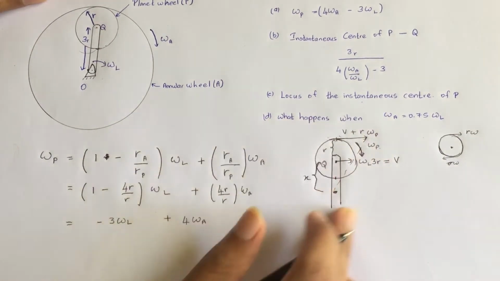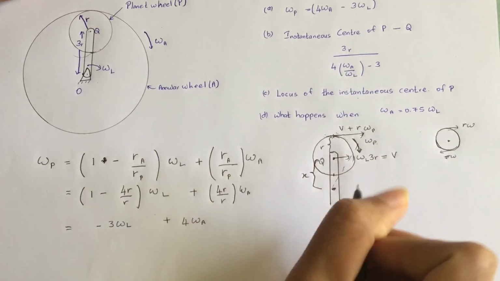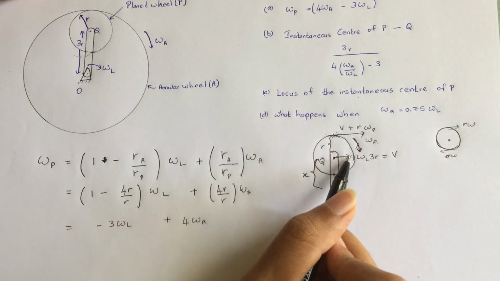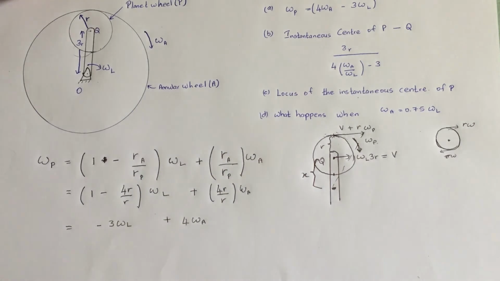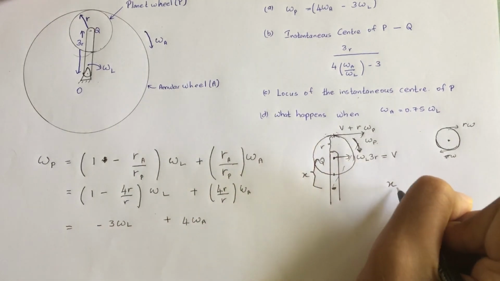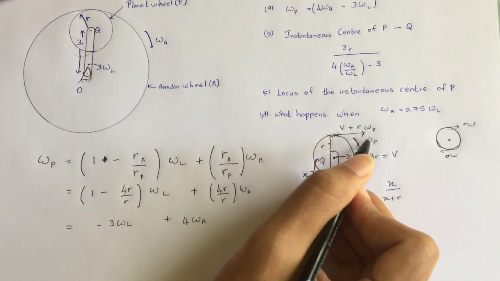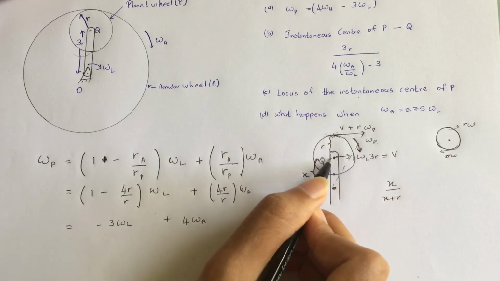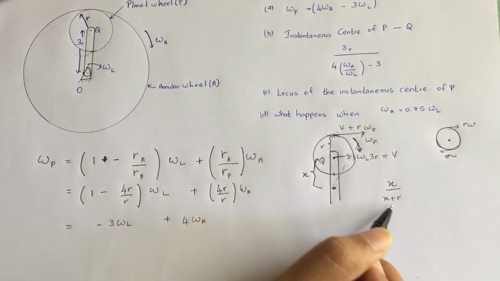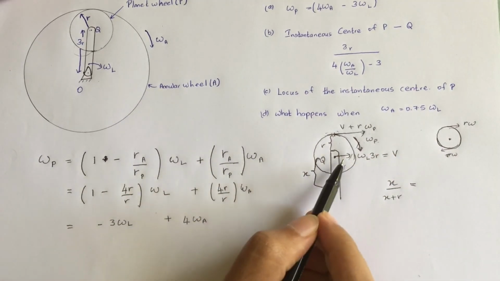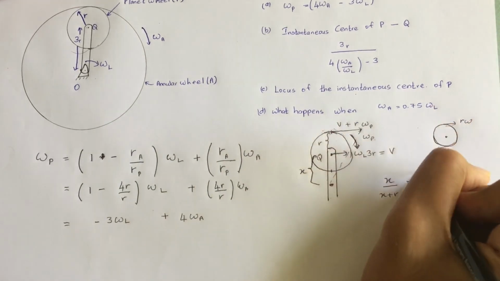We can directly use the equations for this triangle. As it's a triangle, you can see these two sides are at the same angle. We can directly use x over x plus r. Let's consider this triangle versus this triangle. In this triangle it's going to be x, and in the other triangle the left side would be x plus r. The next part is I'm going to substitute this part. For this triangle it's going to be v, which is omega L over 3r.